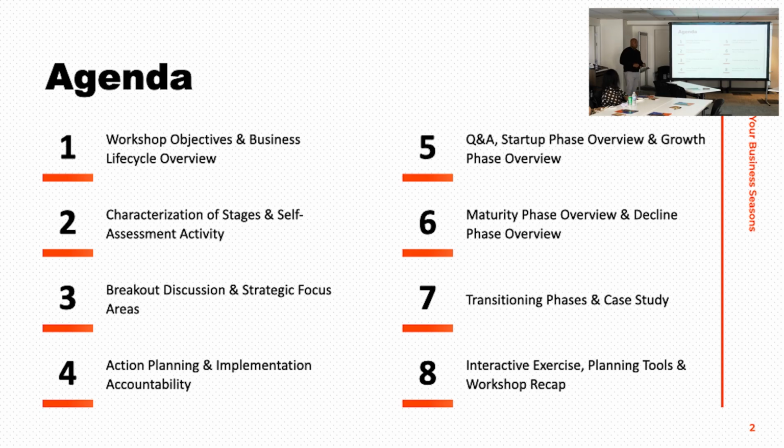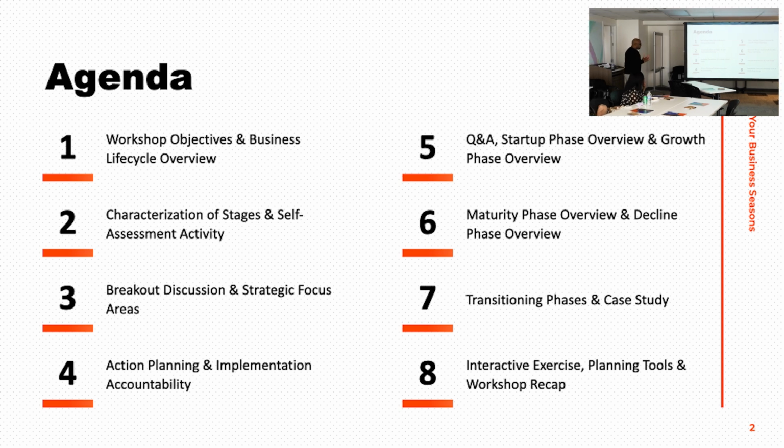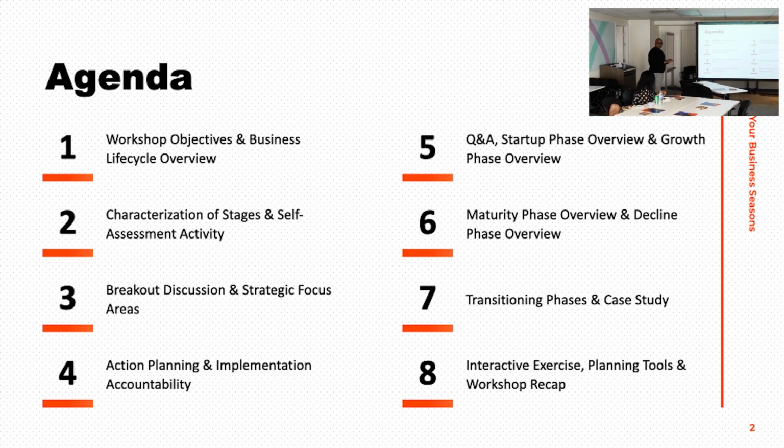All right, so today in our agenda, we're gonna go over workshop objectives and business life cycle overview. We're gonna talk a little bit about characterizations of stages and self-assessment activity, breakout discussion and strategic focus area. The breakout discussion will just be us having some conversation around some of the self-assessment activities. Then we're going to do some action planning and implementation accountability. We'll go into some Q&A, some startup phase overview and growth phase overview. We'll do that also with maturity phase overview and decline phase overview, transitioning phases and case study. And then we're going to get into some interactive exercising, planning tools and workshop recap. All right, next slide.